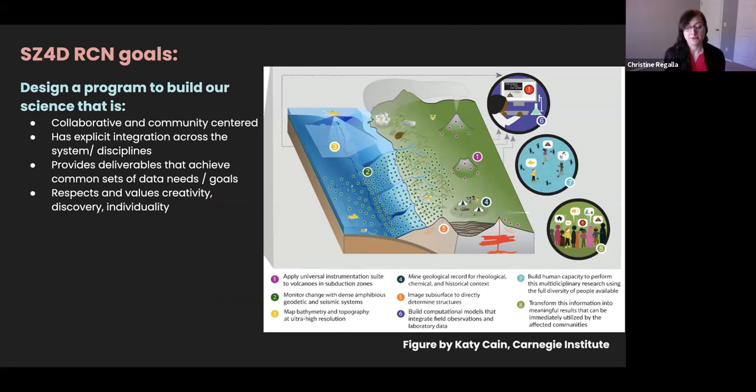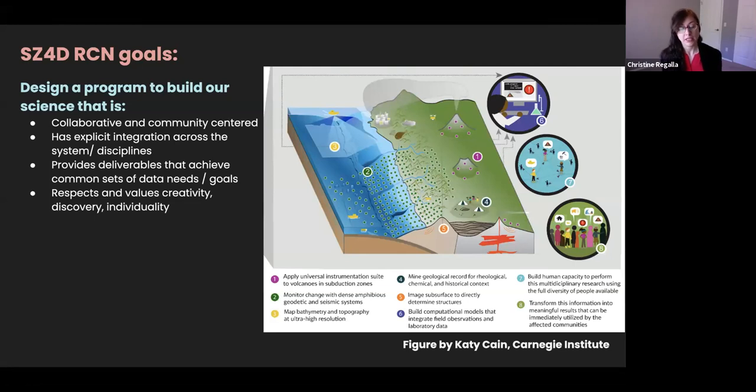And these 2 bullet points are vital components of SZ4D because it is becoming increasingly apparent that researching and actually understanding the processes that underlie subduction hazards requires large amounts of data from multiple well-characterized sites, from an incredibly diverse range of disciplines that spans timescales from seconds to millennia and spatial scales from microns to kilometers. No single PI or single discipline can do all of that on their own. And so SZ4D is an opportunity to enable the science that we can't do on our own.